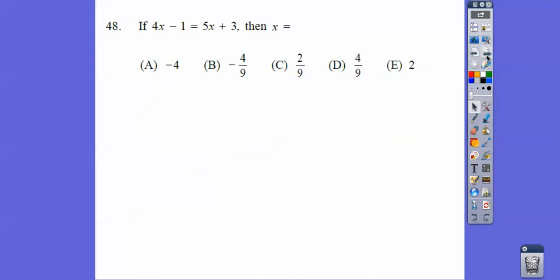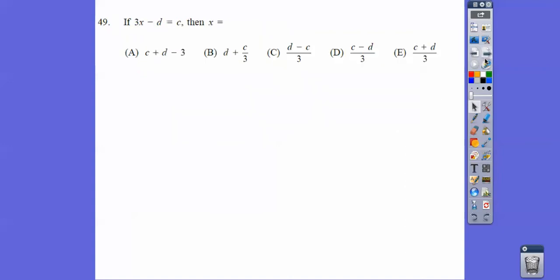D right there. Okay, so 4x minus 1 equals 5 plus 3x. This is just simple solving. So I subtracted 4x and I subtracted 3 from both sides, and I got x equals negative 4. Okay, all right, so here they want us to solve for x, so we're going to add d to both sides and then divide by 3, and we get choice E.